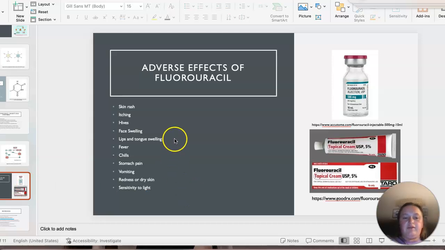Adverse effects of this drug include a skin rash, itching, hives, face swelling, lips or tongue swelling, a fever, chills, stomach pain, vomiting, redness or dry skin, and also sensitivity to light. It's highly recommended that whenever you're on this drug, whether the injection or topical cream, you stay out of the sun, which is pretty hard for some people, especially me, if I ever, God forbid, had to be on this drug.